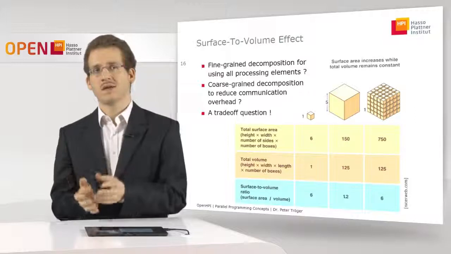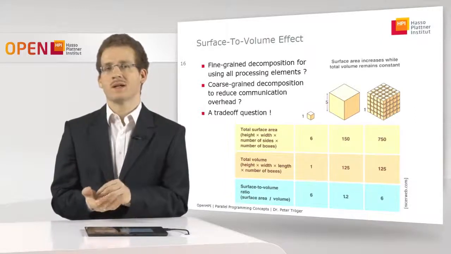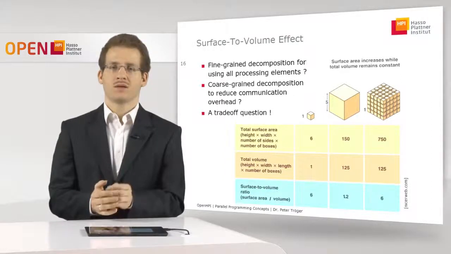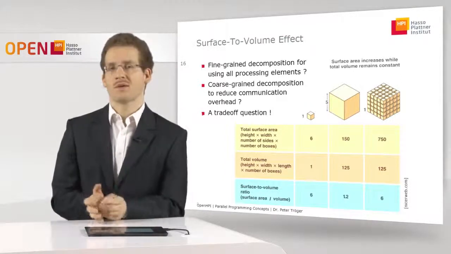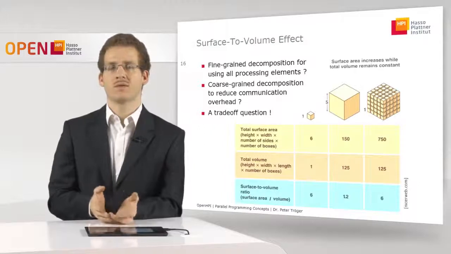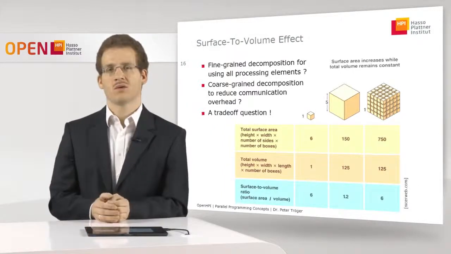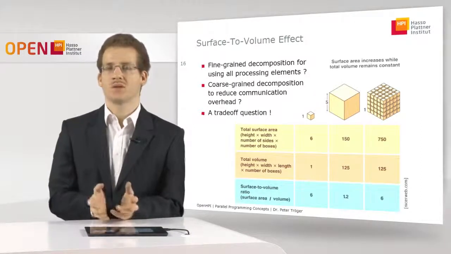So considering the surface to volume effect is basically a design decision that you have to make when you target a particular platform with a particular application. So this has to be rethought each and every time you either move to a new platform or you tackle a new application problem in your parallelization attempt.